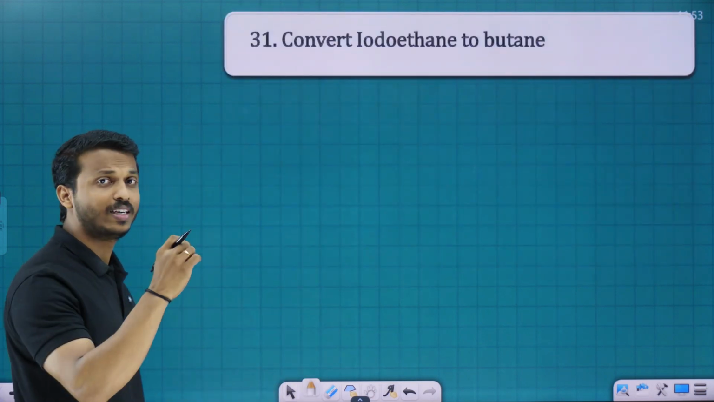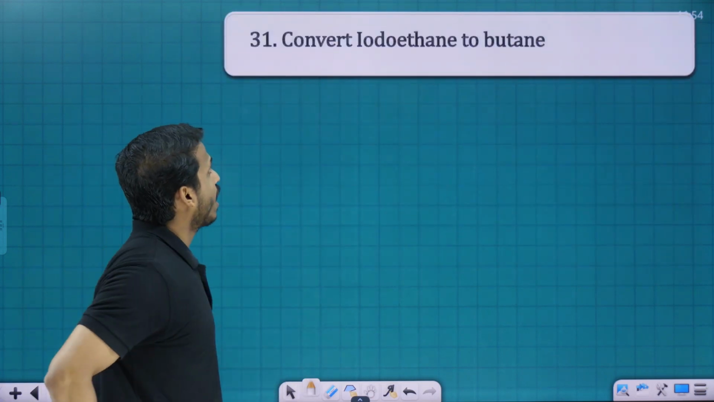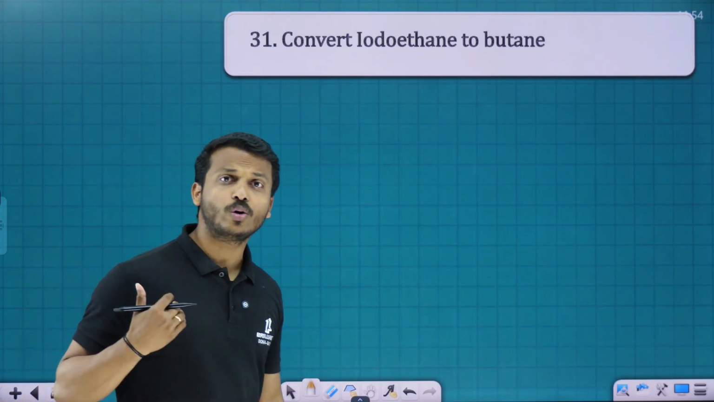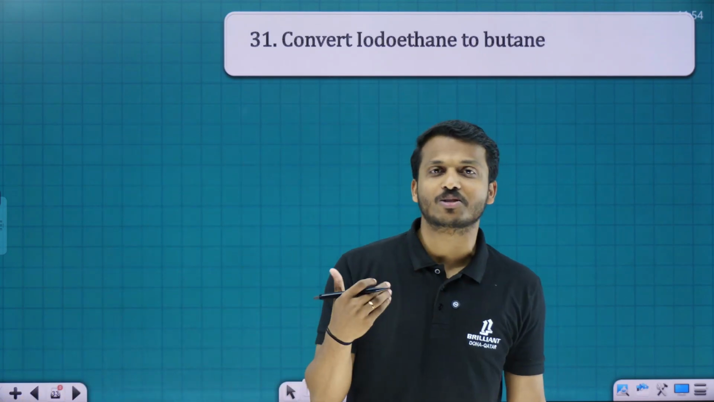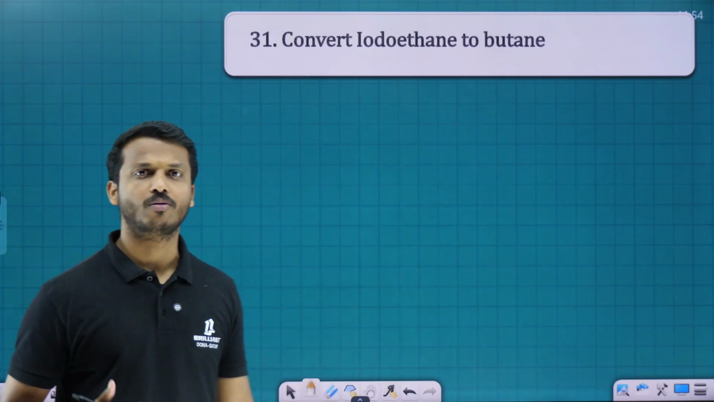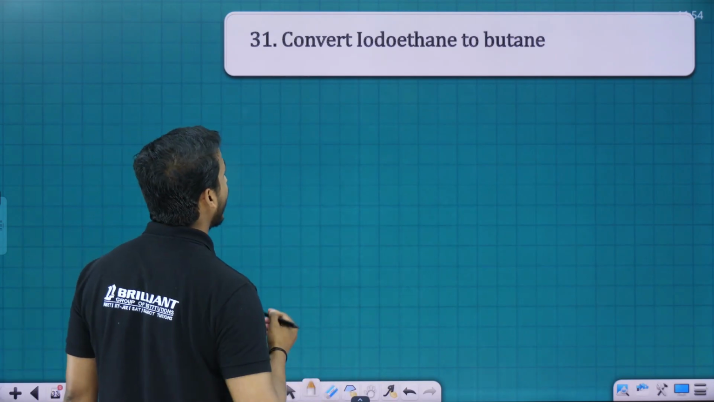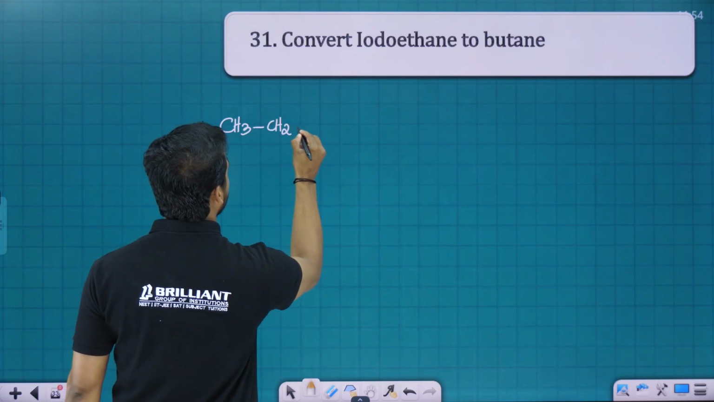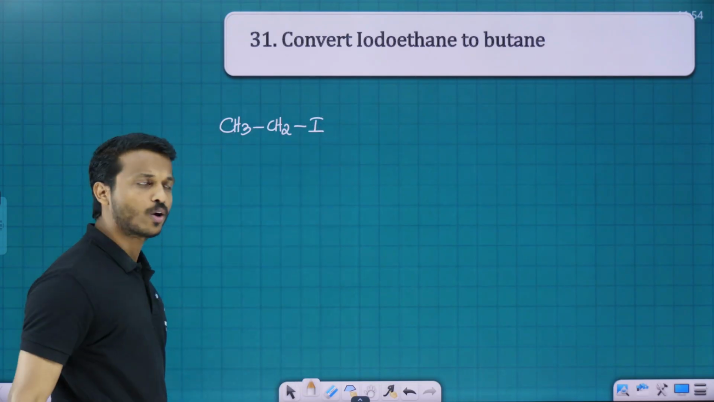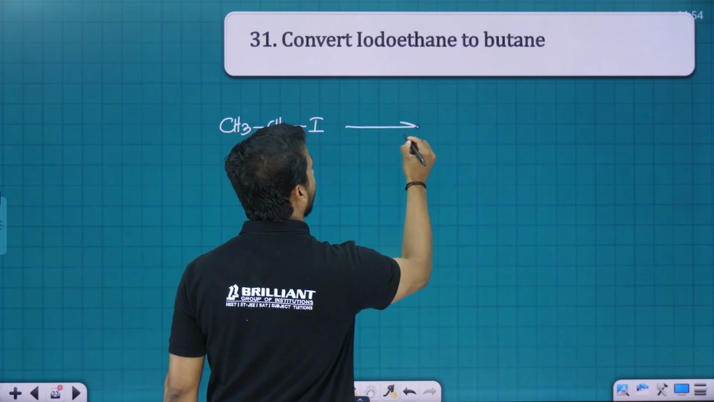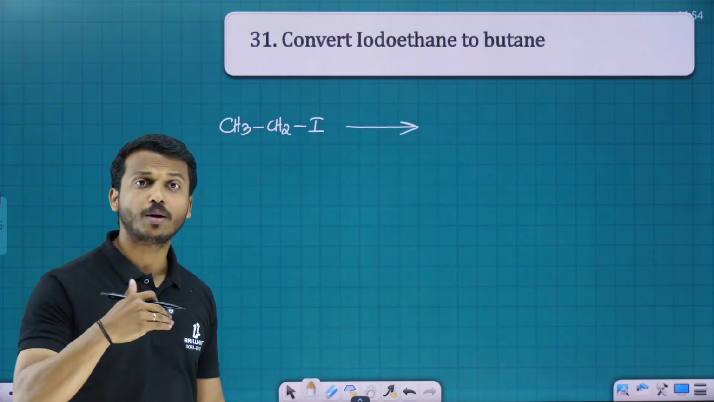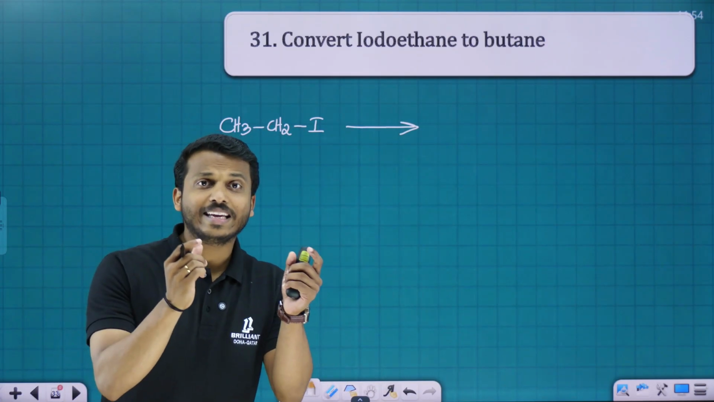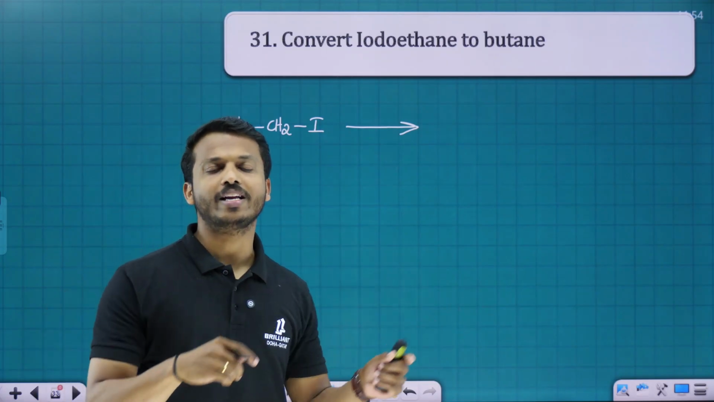Okay, question number 31. Convert iodoethane to butane. When you're doing conversion questions, the reactions will be easier, my dear. Practice more conversion questions. What is iodoethane? CH3CH2I, right? Iodoethane, we have to make it butane. So ethane is the starting, butane is the ending.